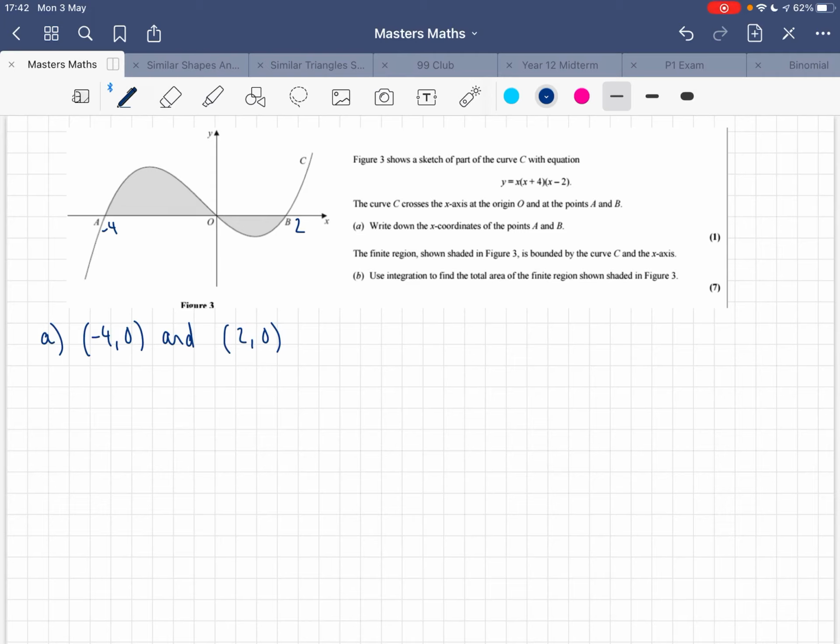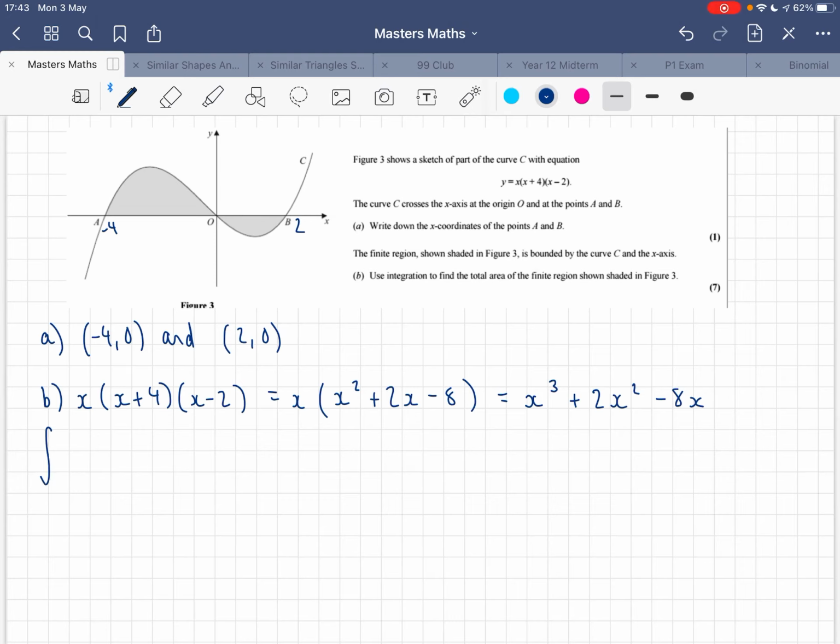The finite region shown shaded is bounded by the curve and the x-axis. Use integration to find the total area of the finite region shown in figure 3. Okay, so again, the first thing I'm going to do is expand my bracket out because I can't integrate it when it's in this form. So I get x squared, I'm going to have 4x and a minus 2x makes plus 2x minus 8. Multiply the x in, gives me x cubed plus 2x squared minus 8x.